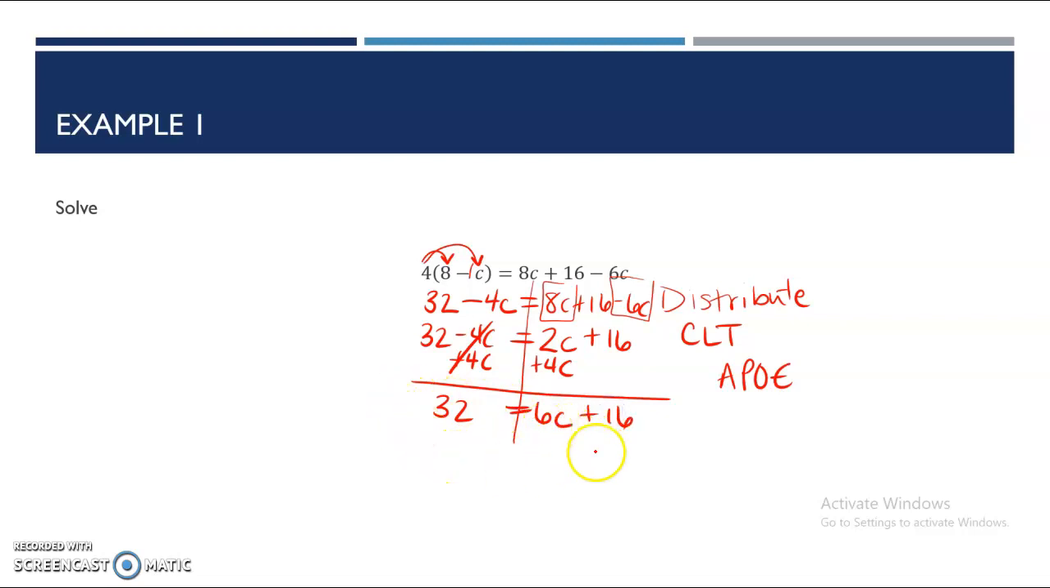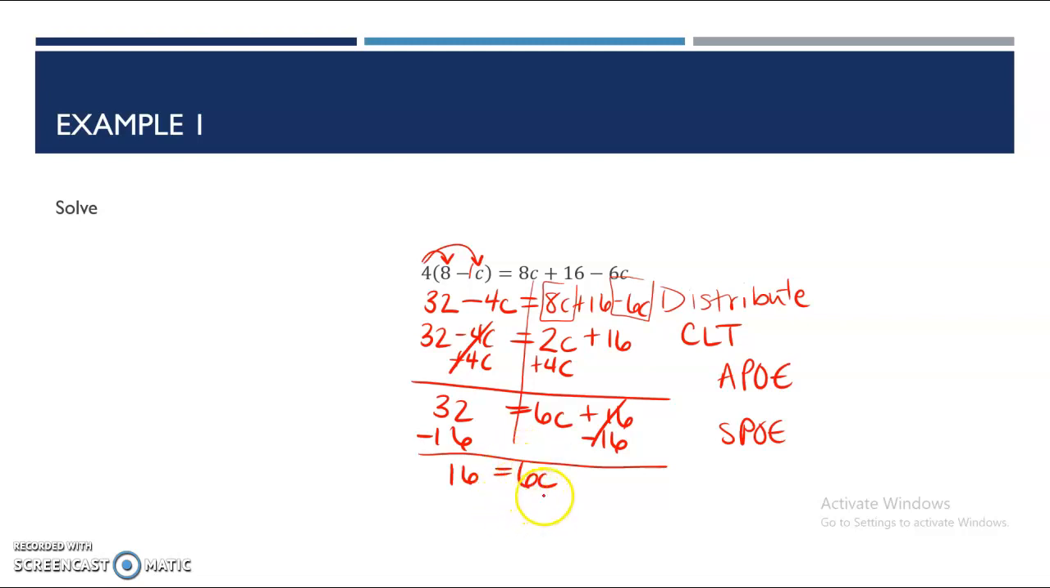So now we're at what looks like our two-step equations, right? So I want to zero out my constant. So this is plus 16. So I'm going to do the opposite, which is to subtract equally from both sides. So that's what we call our subtraction property of equality. And so then 32 minus 16 is 16 equals 6c.